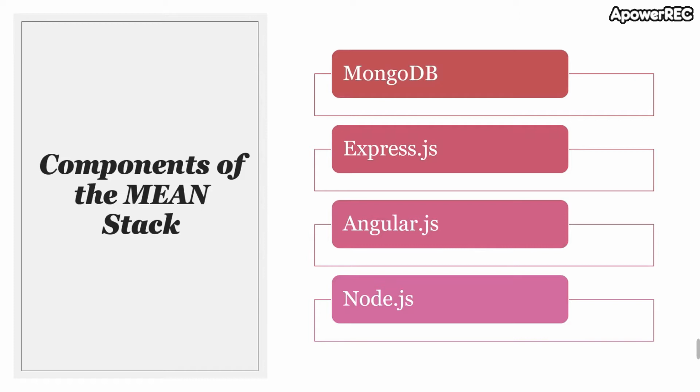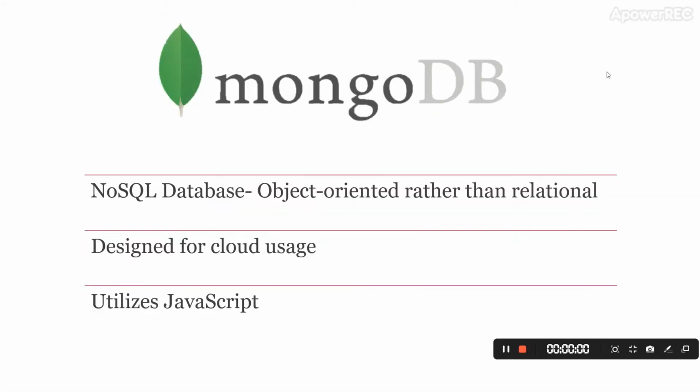There are 4 components that make up the mean stack. The first is MongoDB, which is the database to store applications data. The next is Express, which manages interactions between the database and the front end. Next, we have Angular, which is used to develop the user interface. And last but not least, we have Node, which is definitely the backbone of the mean stack, and it connects all of the components together.